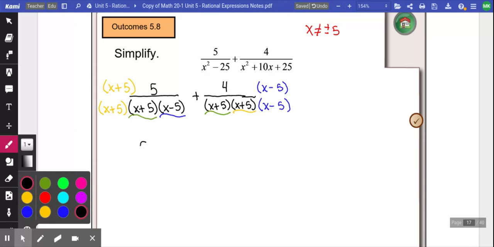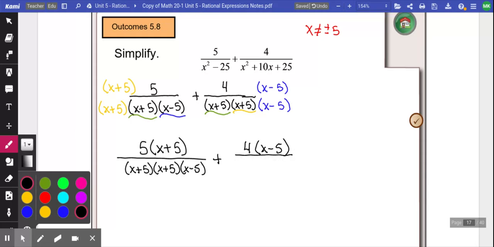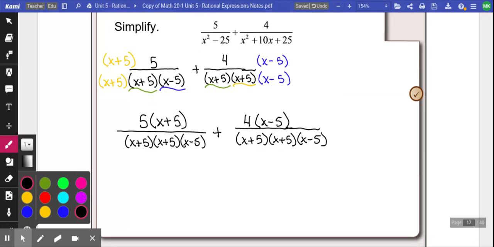That gives me 5 times x plus 5 divided by x plus 5, x plus 5, x minus 5. The second fraction is now 4 times x minus 5 divided by x plus 5, x plus 5, x minus 5. We now have a common denominator. Now that you have a common denominator, you can multiply the tops into their brackets so that you can then add and subtract like terms.